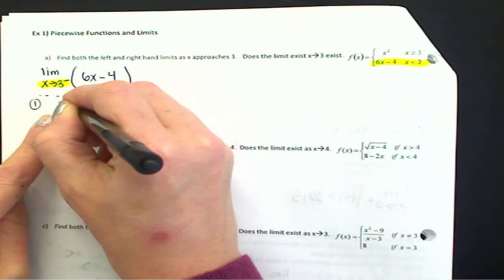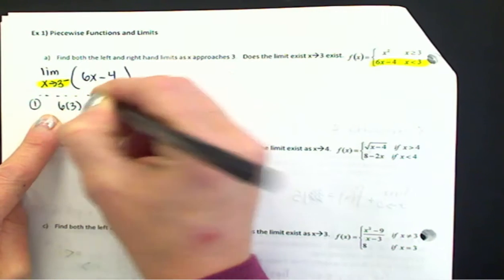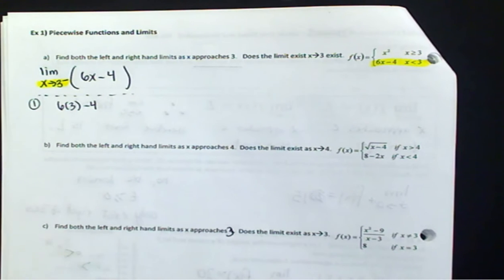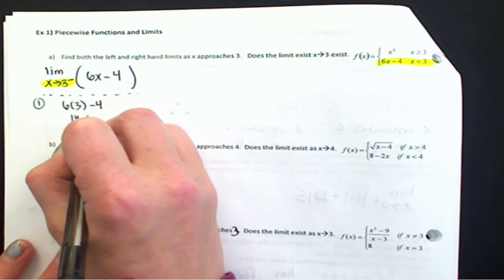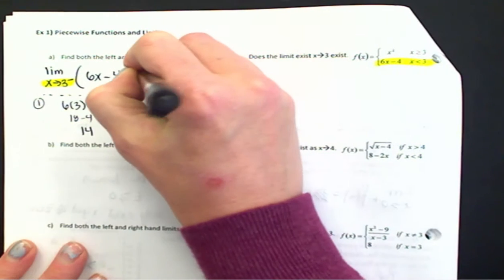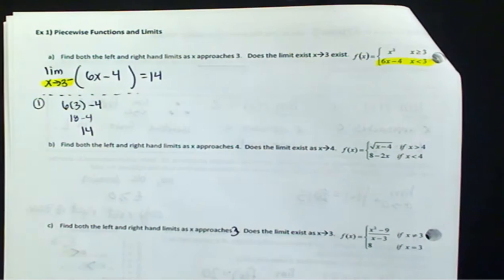Okay, so 6 times 3 minus 4. Isn't that how you find points on a graph? You just plug in the number. When we graphed piecewise, it didn't matter whether it was an open point or a closed point. It's just where the point was. Okay, so 18 minus 4. So the limit equals 14.